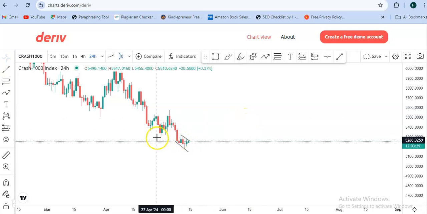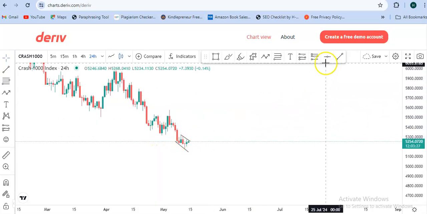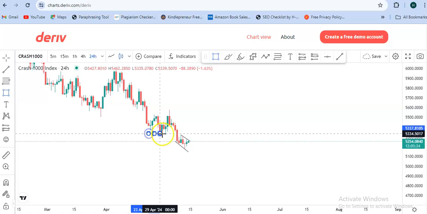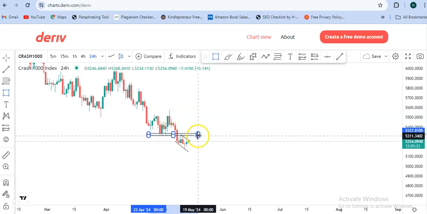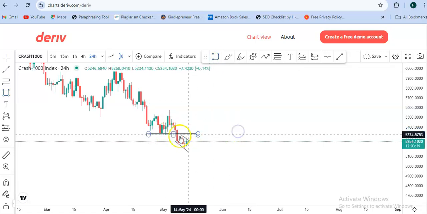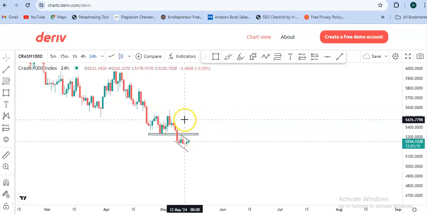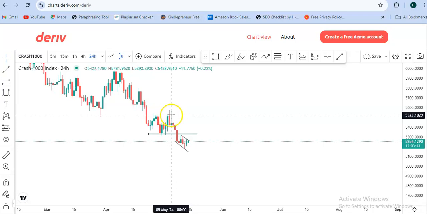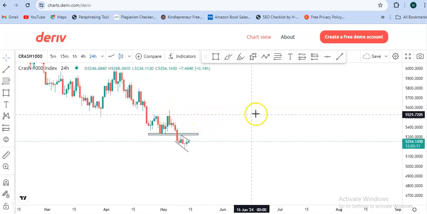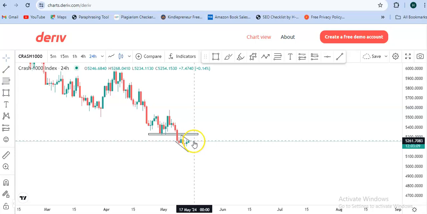I also noticed this was a kind of support zone, so I will mark this out, because anytime the market is able to break out of this and go above this level, then we will see some massive buys, up to maybe this level or above. You understand? So for now, the market is below it and it has formed a structure.